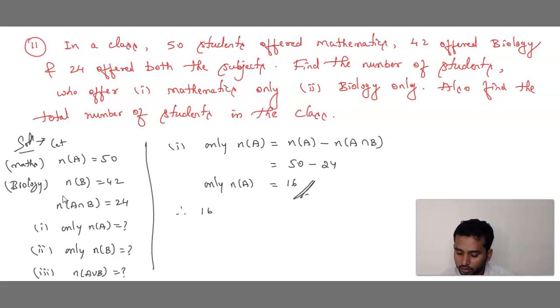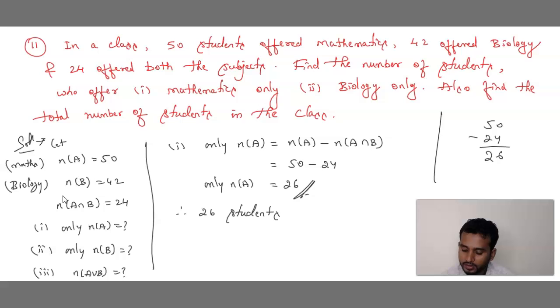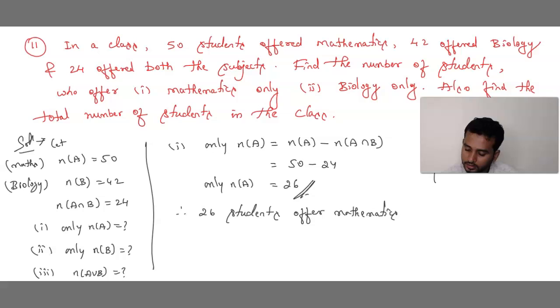So therefore, just a minute, 50 minus 24. 10 minus 4, 6. 4 minus 2, 2. Yes, it is 26. So now we can say that therefore 26 students offer mathematics only. Understood? Next, option 2, only n of B.